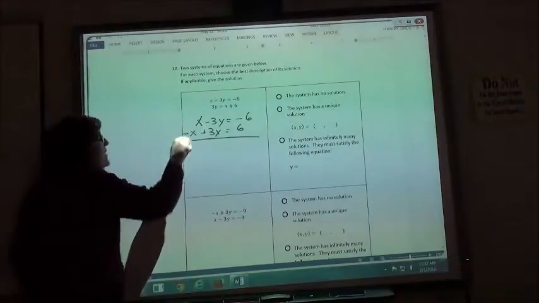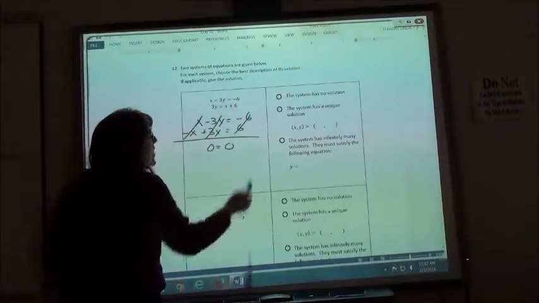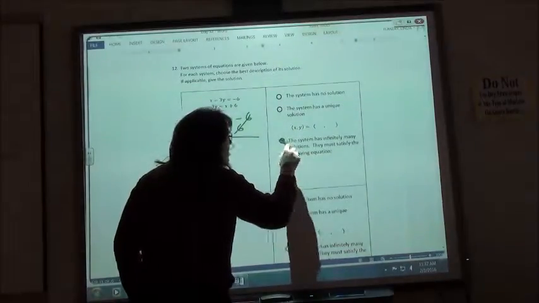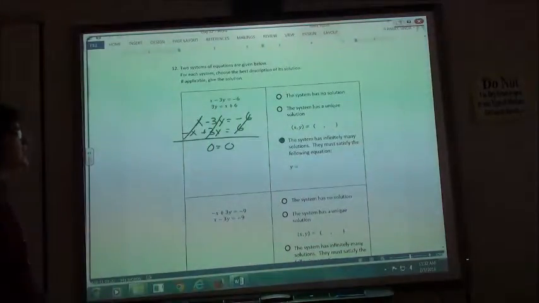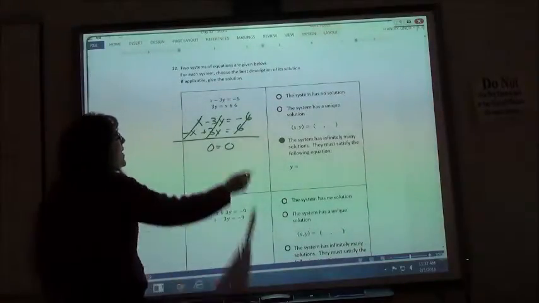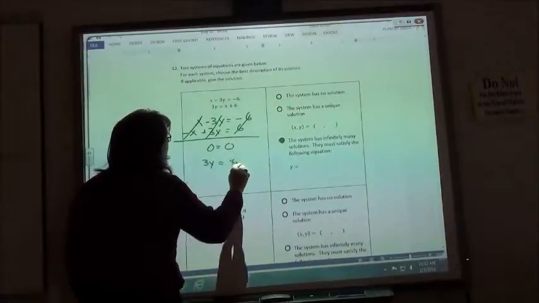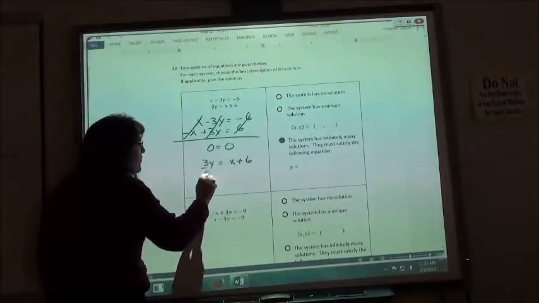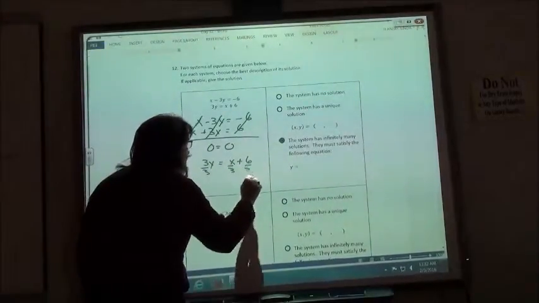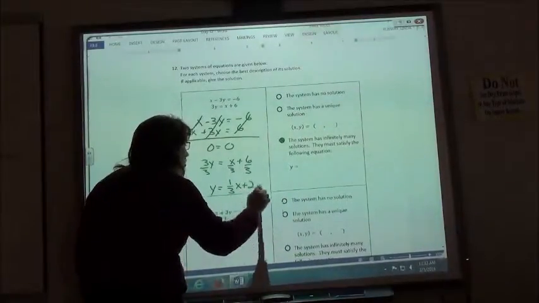Here the x's cancel out and the y's cancel out, so I get 0. If 0 equals 0, the system is going to have an infinite number of solutions. If I get that, I have to solve one of my equations for y. This time I'm going to use the bottom one because it already has 3y equals x plus 6. So all I have to do is divide by 3. So y is going to equal 1/3 x plus 2.